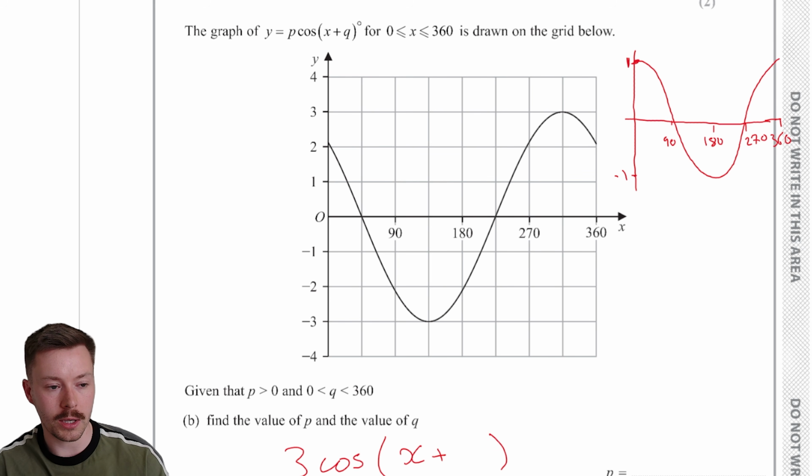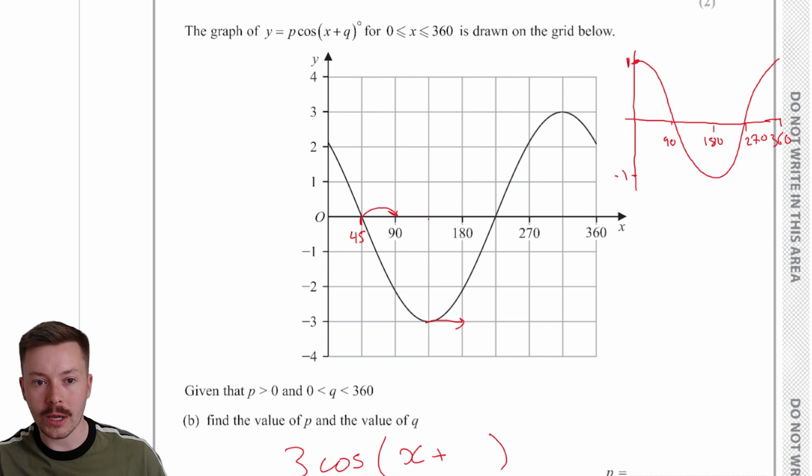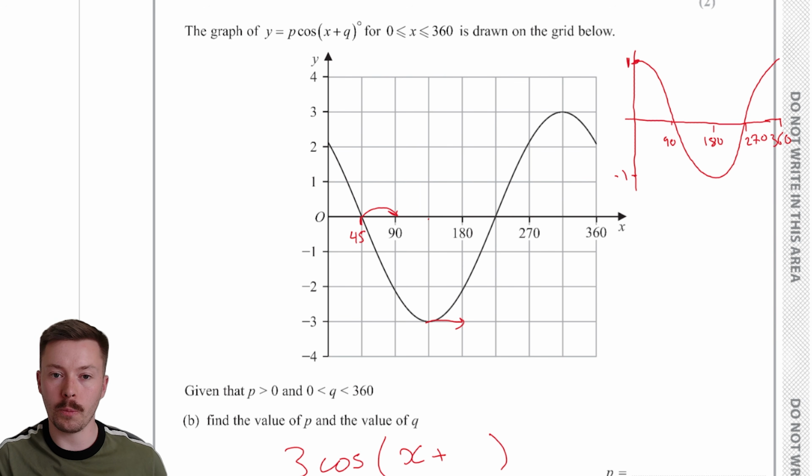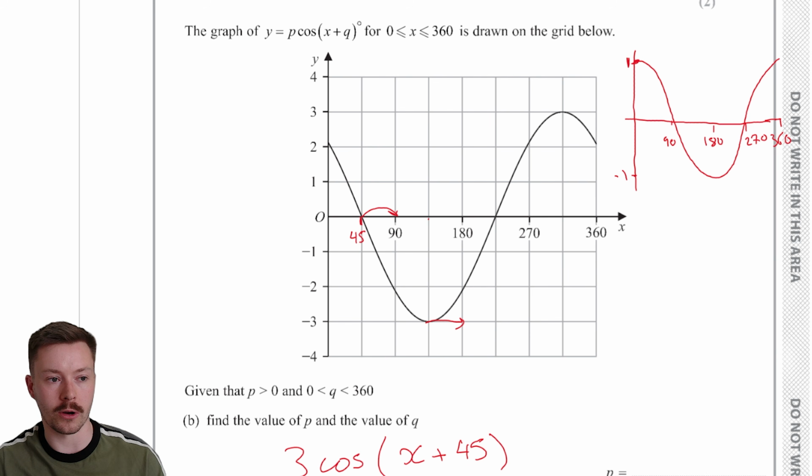Now what's happened here is this point, which should be at 90, has gone back to 45, halfway between 0 and 90. That should be over here. Okay, and this point here should be at 180. Okay, so it's gone from 180 down to 135. So, to move it left, we need to do the opposite. Moving it left would be minus 45. Opposite of that would be add 45. So, this needs to be plus 45 here.